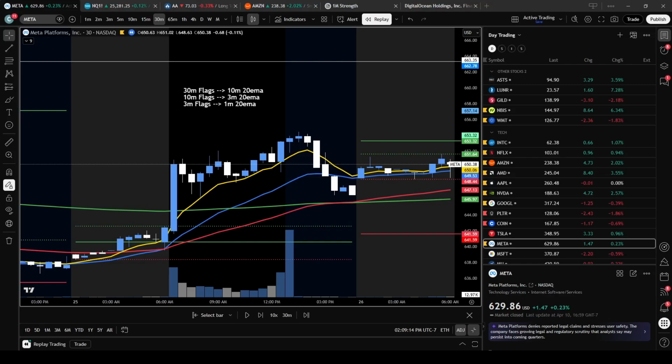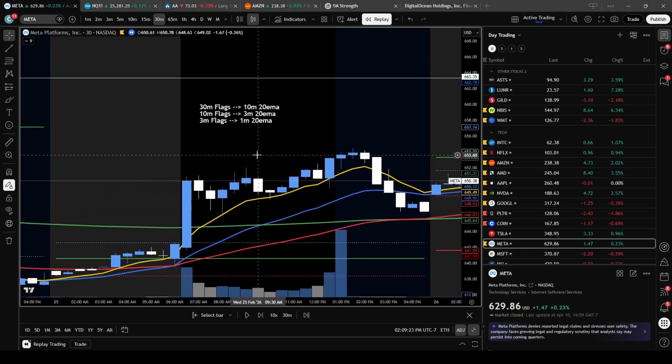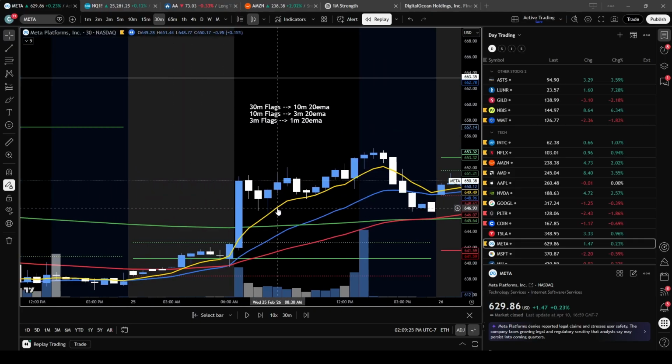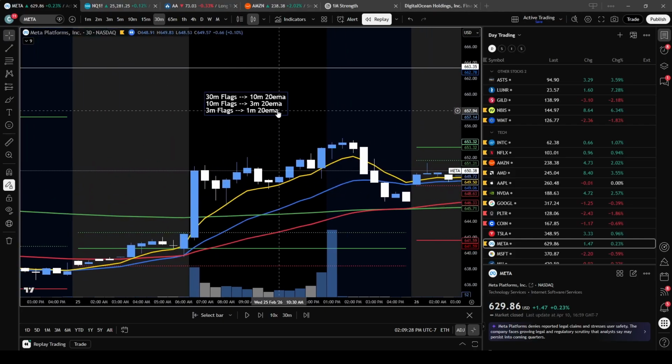So today we're going to be going over how to properly trade flags. So here's an example, META March 25th. So first things first, we're not going to be using the 8 EMA. We're going to be using the 20 EMA.